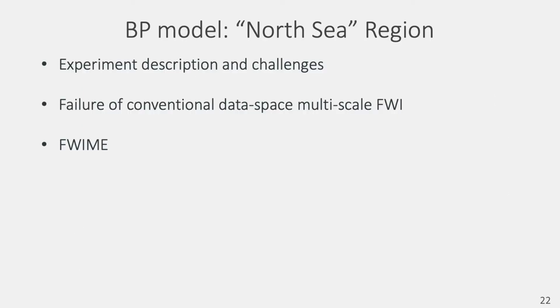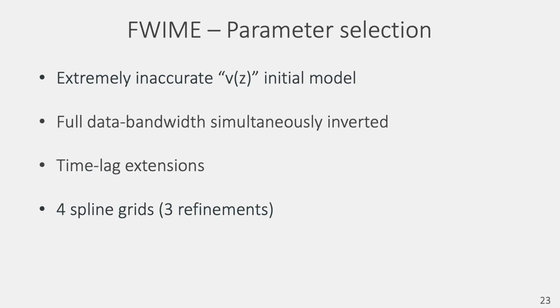Okay, so now we begin by describing our FWIME workflow. And we start with the parameter selection. The same initial model is used for the FWIME inversion. The full data bandwidth is simultaneously inverted and all the events present in the recorded data are injected from the start. Again, we did not select separate reflections, refractions, and direct arrivals.